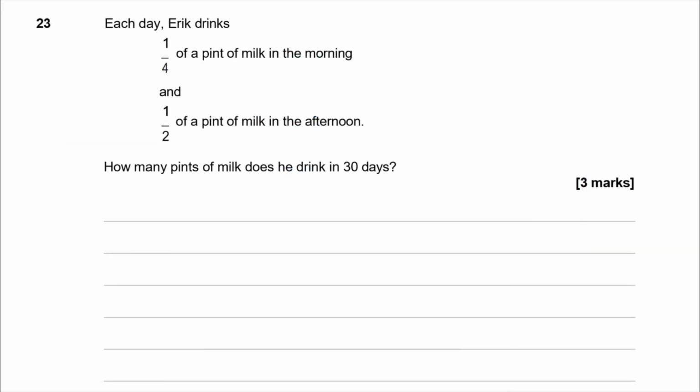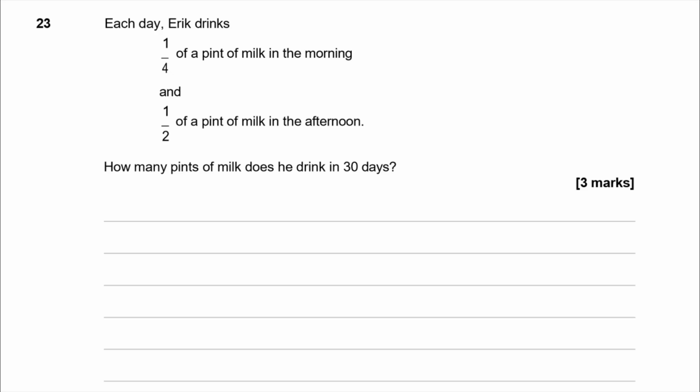Question 23. Each day, Eric drinks a quarter of a pint of milk in the morning and half a pint of milk in the afternoon. How many pints of milk does he drink in 30 days? Well, how much does he drink in one day? So at the moment, he's drinking a quarter and then a half, isn't he? So what's a quarter plus a half?